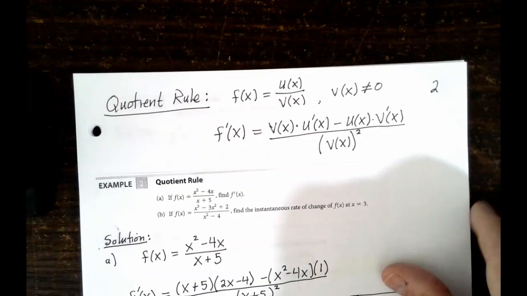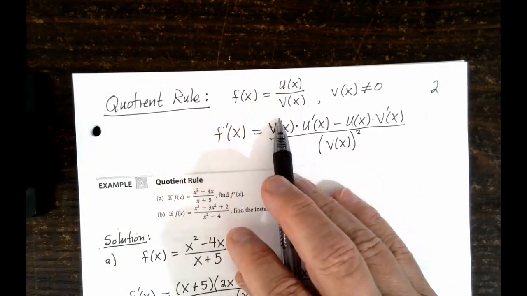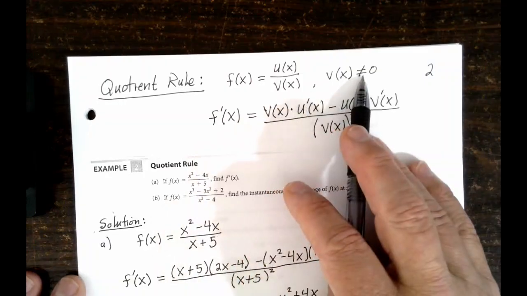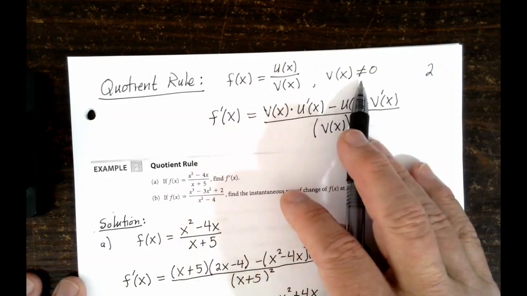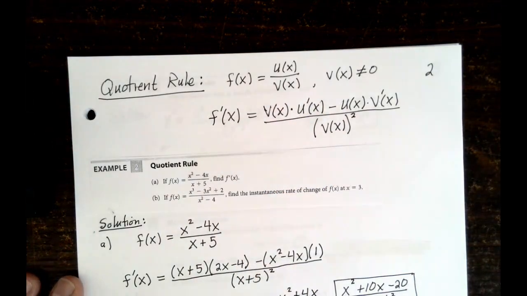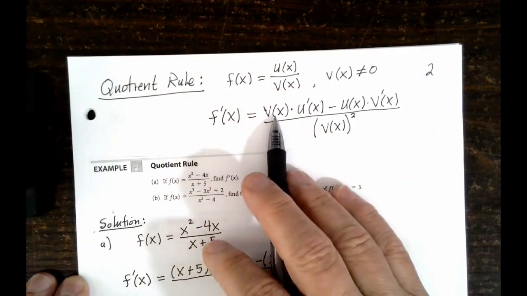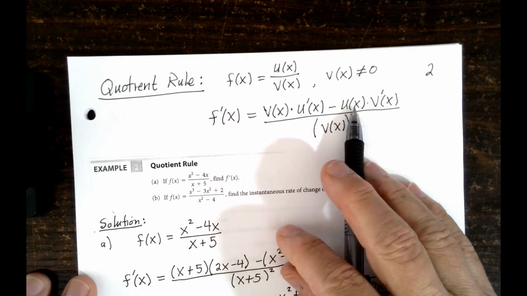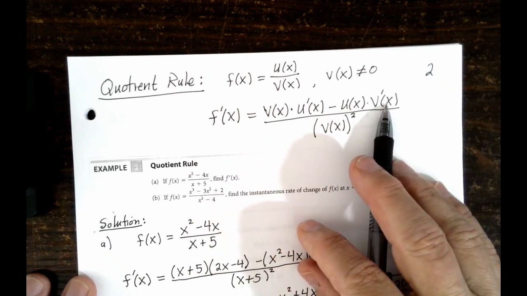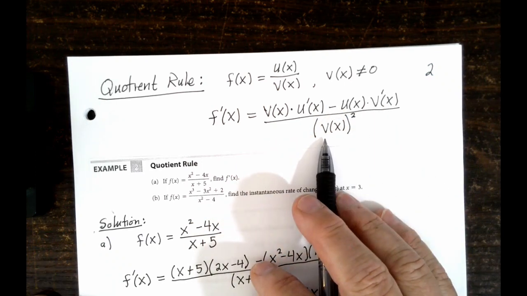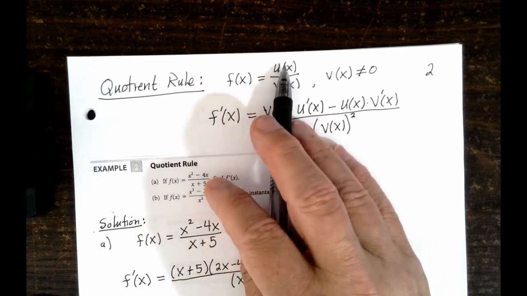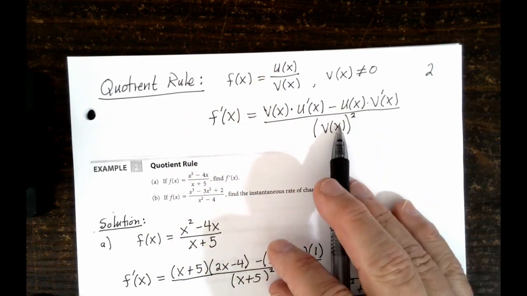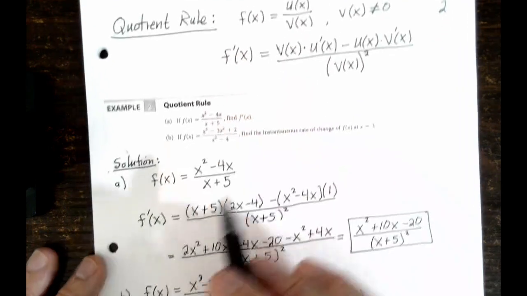The quotient rule: if you've got a fraction made up of two different functions, you're assuming the denominator is not equal to 0 because you can't divide by 0 in mathematics. The derivative is simply the denominator times the derivative of the numerator minus the numerator times the derivative of the denominator, over the denominator squared. So the derivative of u over v is v u prime minus u v prime over v squared.